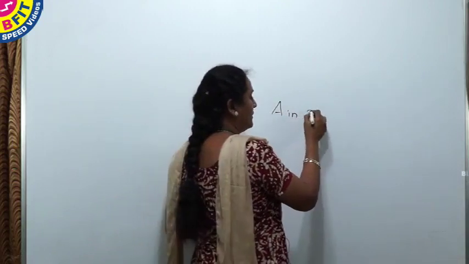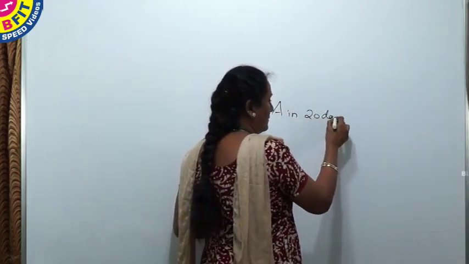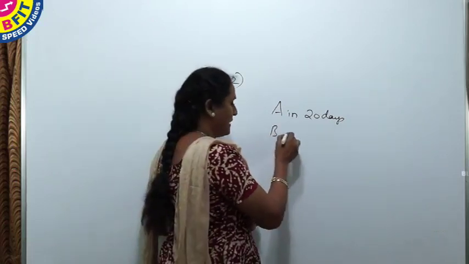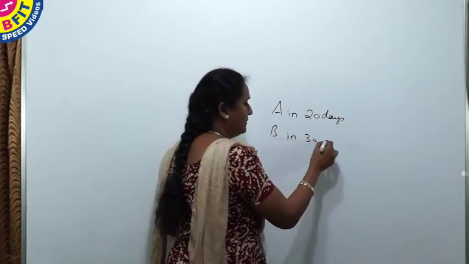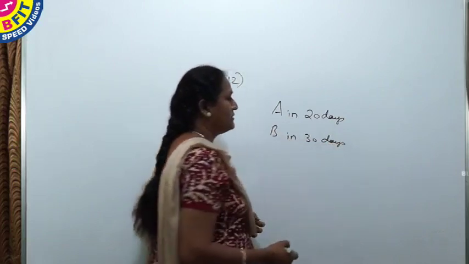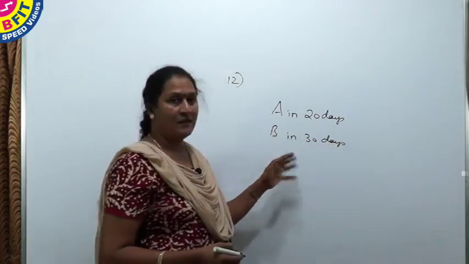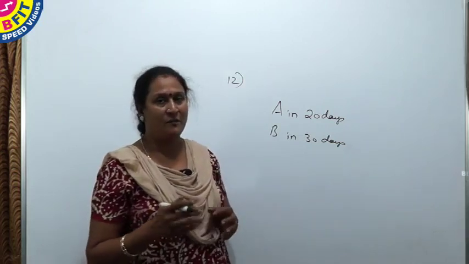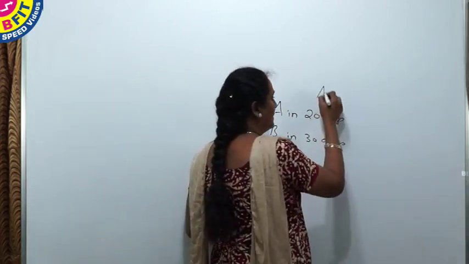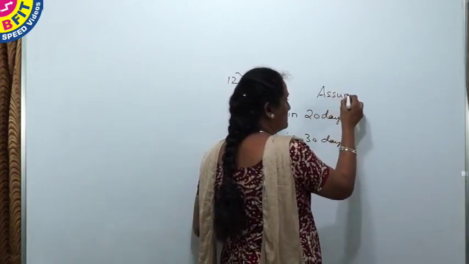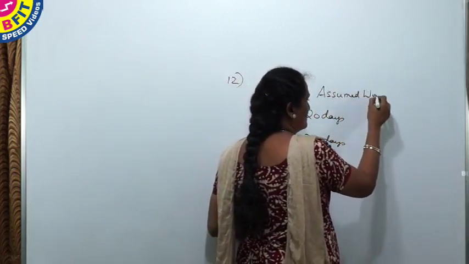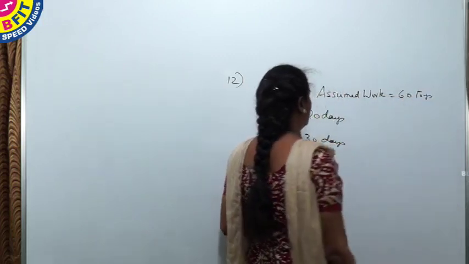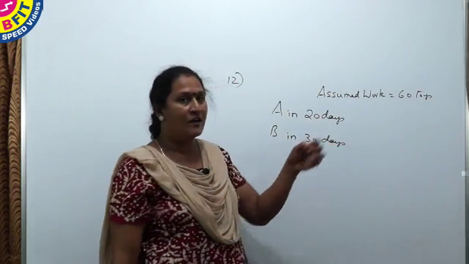So A can do a work in 20 days and B can do the same in 30 days. So LCM for 20 and 30 is 60. So we'll assume that there are 60 toys to be made. So here work is 60 toys.